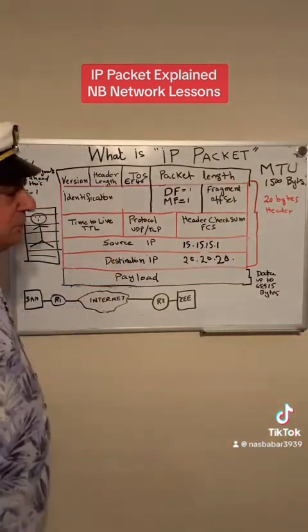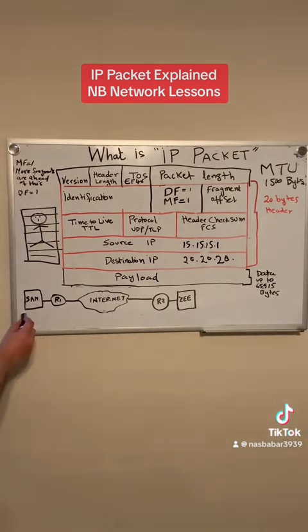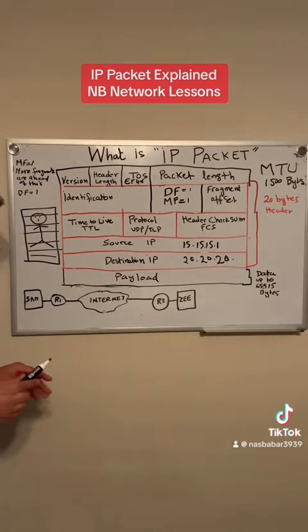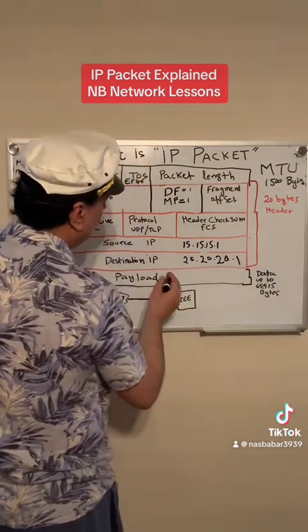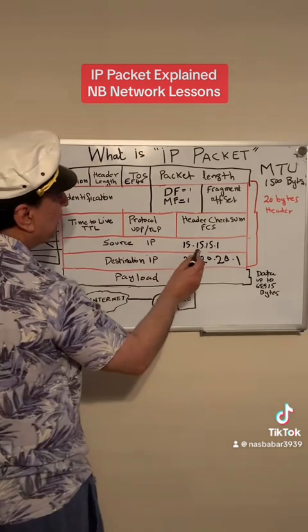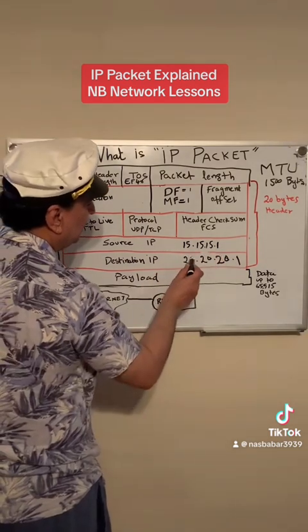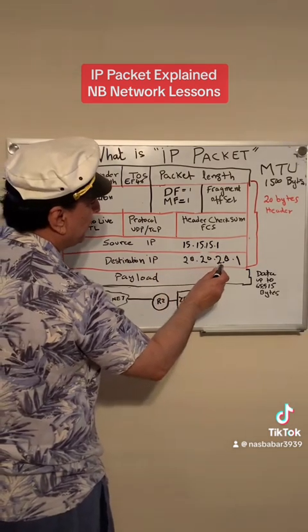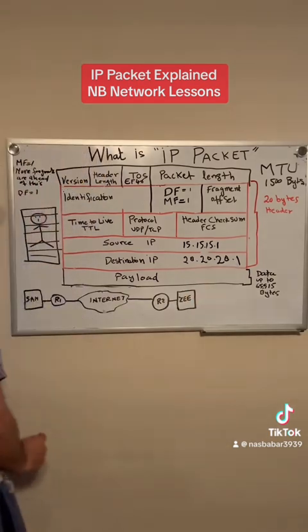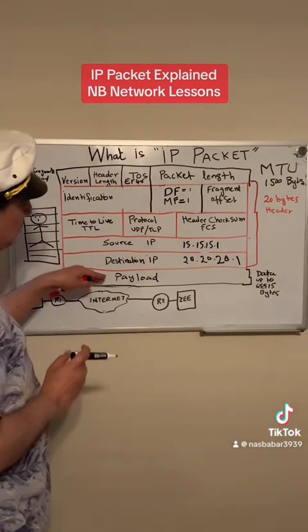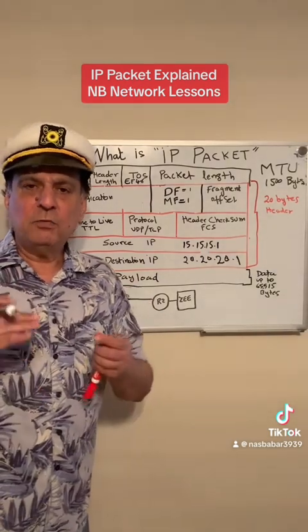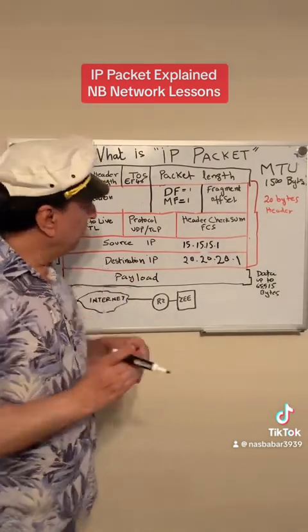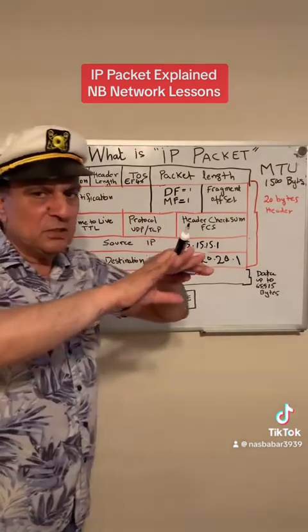Source IP is really important. Source IP is the IP address of Sam. He's initiating, that's the IP assigned to his laptop. Destination IP is the IP address of Z. Sam's IP is 15.15.15.1. Z's IP is 20.20.20.1. And after that, there is the payload. Payload is where you have the actual traffic, for the picture. Before that, we're just setting up the stage.